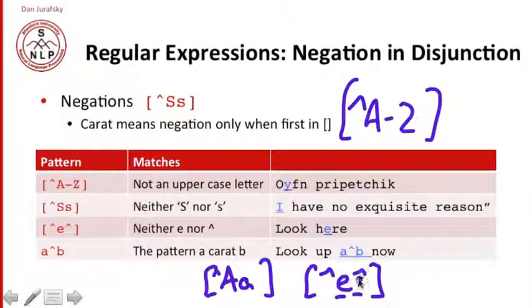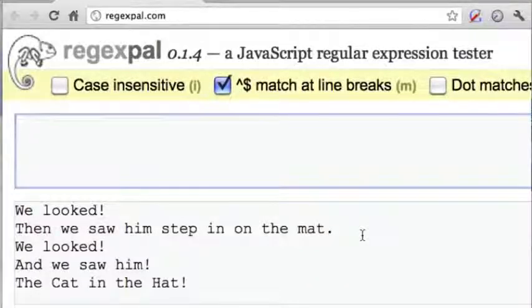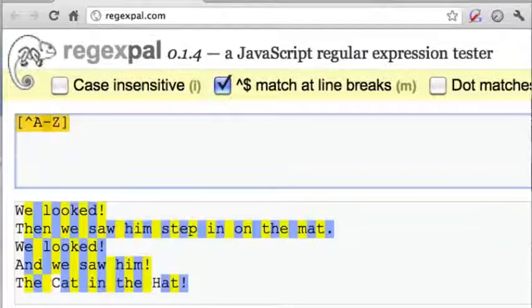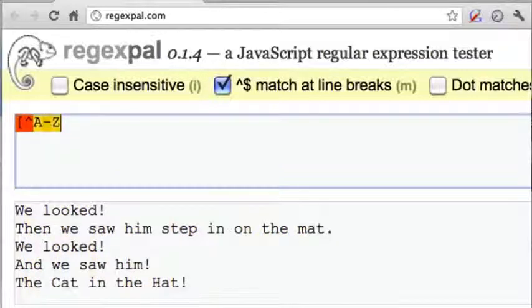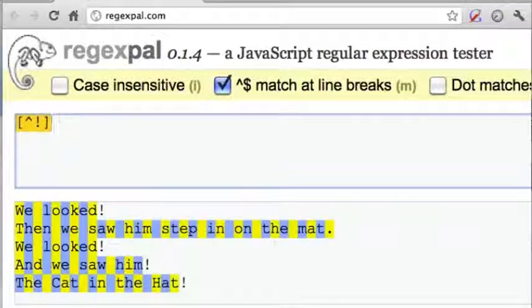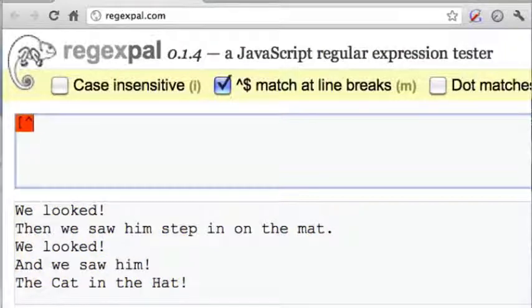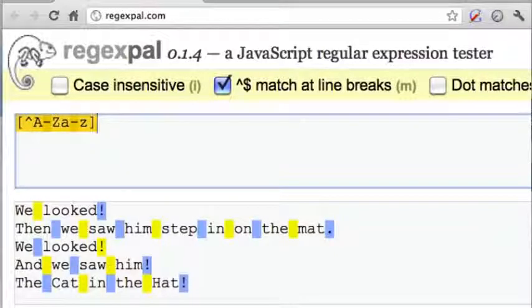So you can see that the caret, when it occurs right after the square bracket, means not, but later on means simply just a caret. So let's take a look at that. So we can try finding all of the non-capital letters. Here's all the non-capital letters. How about all the non-exclamation points? Most things. And the non-alphabetics. And there's just the spaces and exclamation points, as you can see.